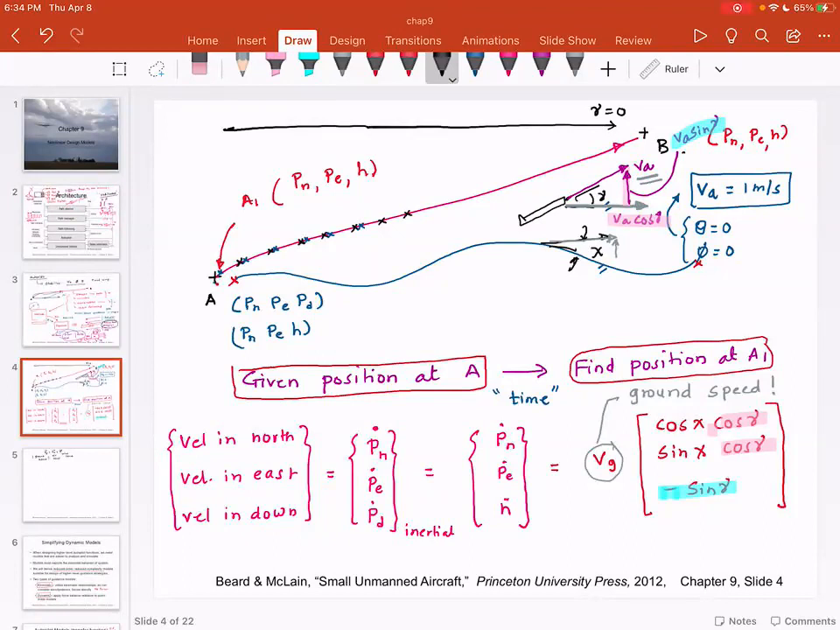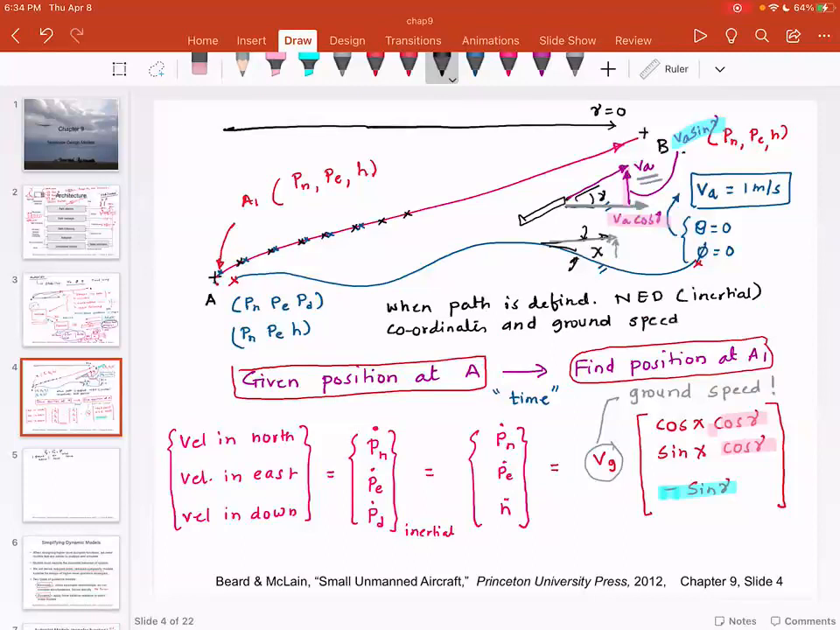So I will repeat again. When path is defined, it is in terms of north, east, down inertial coordinates and ground speed. Now the autopilot needs to get the actual values from the sensors and adjust the airspeed in such a way that this particular ground speed is maintained.